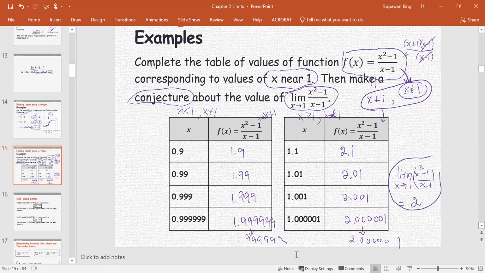So this is another way to explain the two-sided limit. The left column means x approaching from the left side, coming from the left. And the second group is coming from the right side of the value x equals 1. So coming from the left, coming from the right, the function value approaches the same number, which is 2.